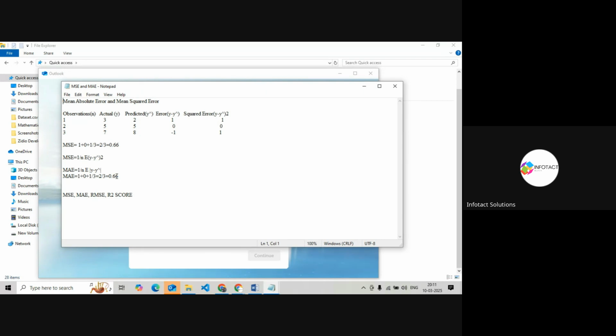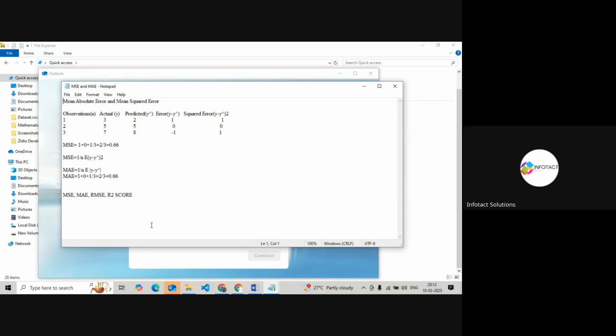Okay, the next thing is root mean squared error. What is root mean squared error? Root mean squared error is the square root of mean squared error, converting the error back to the original scale. Means the root of the mean squared error is the root mean squared error. It is interpretable in the same unit as the target variable and more sensitive to large errors compared to mean absolute error.